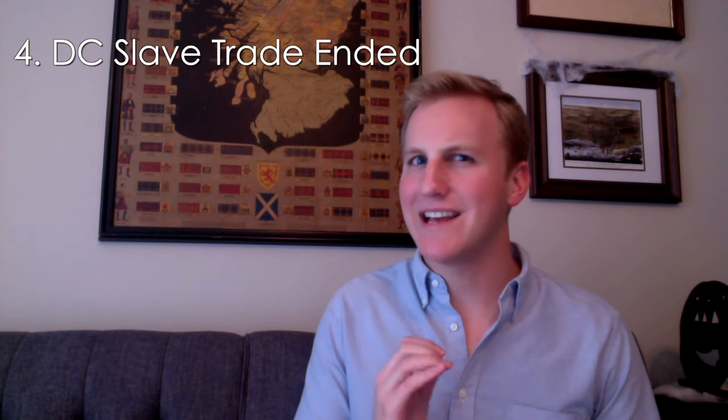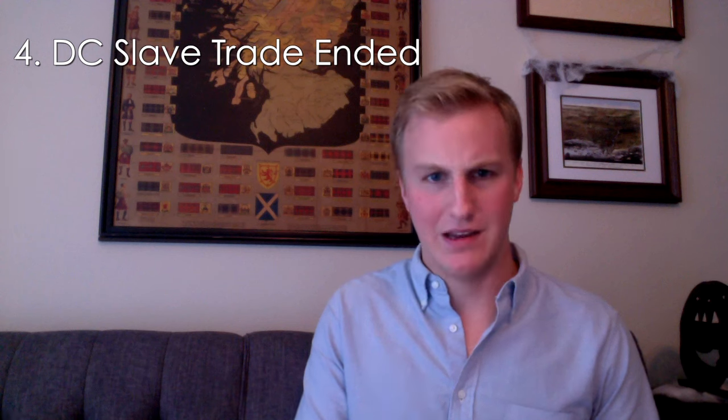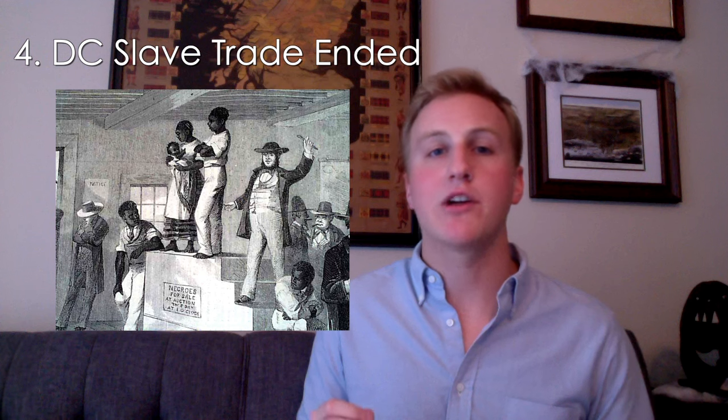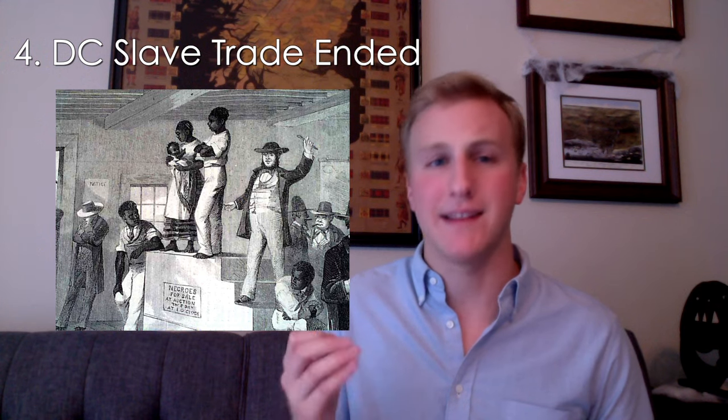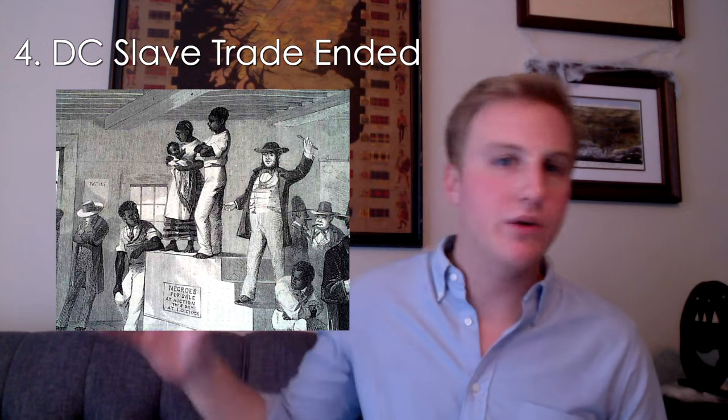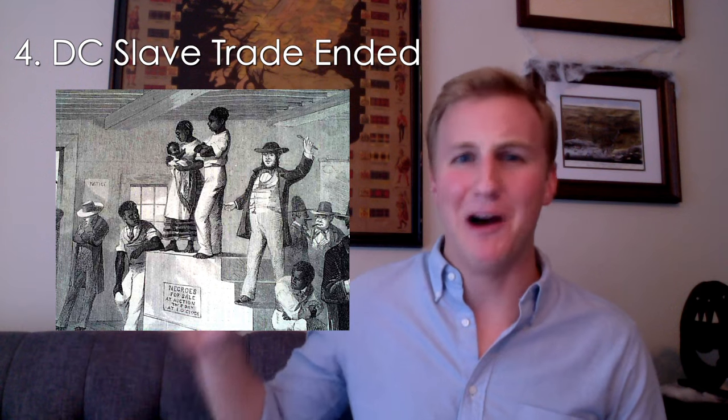But the fourth main element of the compromise was the end of the slave trade in Washington, D.C. Now notice that I said end of the slave trade. You could still own a person in the district completely legally. Still, for many, this was an important step in the right direction. Before this, there were slave auctions happening on the same block as the Capitol. For everyone who opposed slavery, the hypocrisy was obvious.